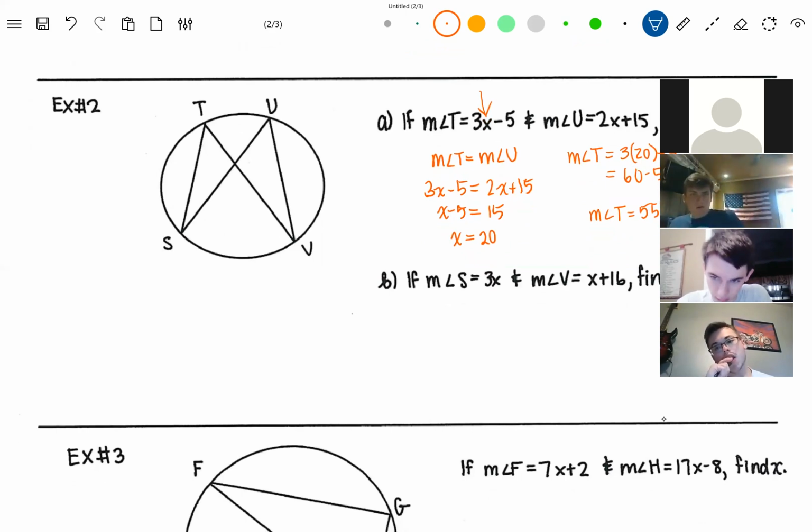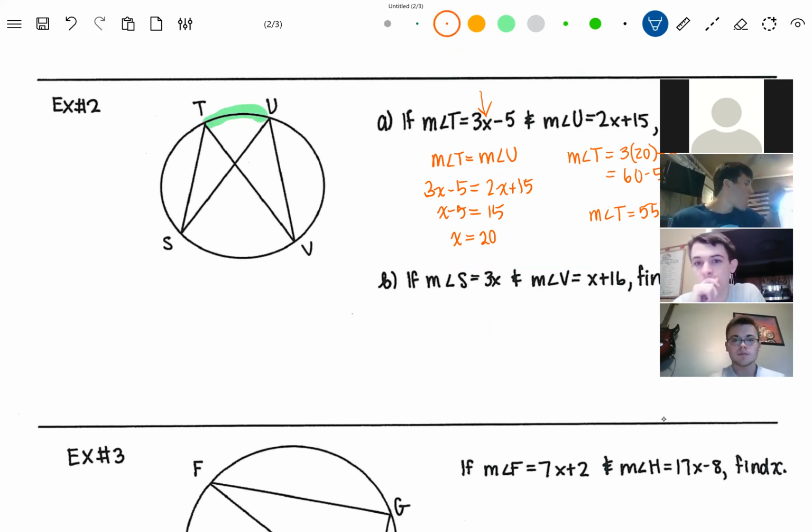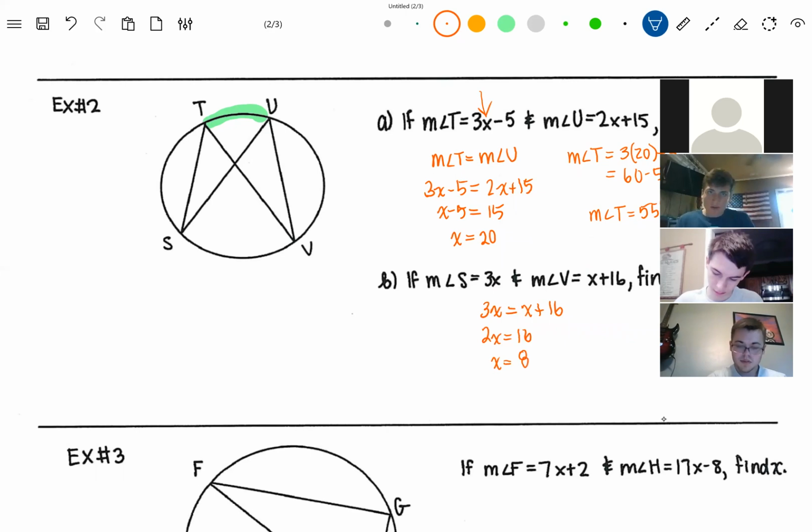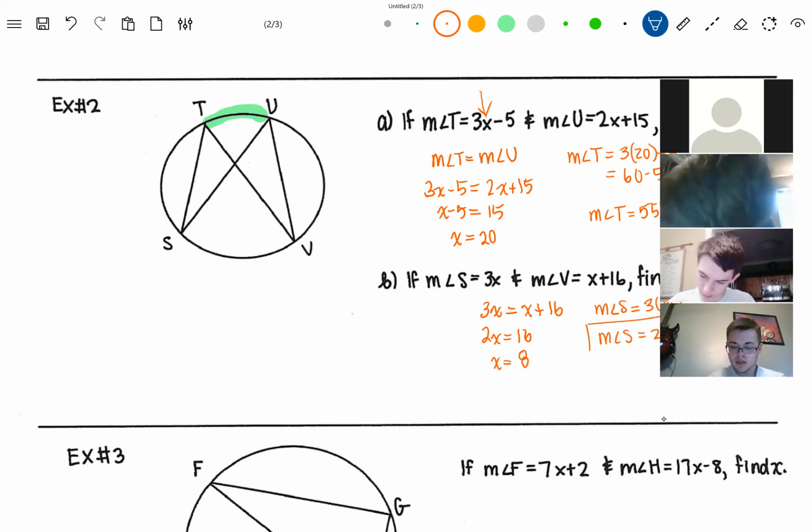Okay, so B says the measure of angle S is 3x and the measure of angle V is x plus 16. Both of those angles also intercept arc TU, so angle S and angle V are congruent to each other, so we can set it up the same way. 3x equals x plus 16. Subtract x, so you get 2x equals 16. Divide, which means x is 8. And you can plug it into either S or V because they're congruent. So the measure of angle S is 3 times 8, which is 24 degrees.